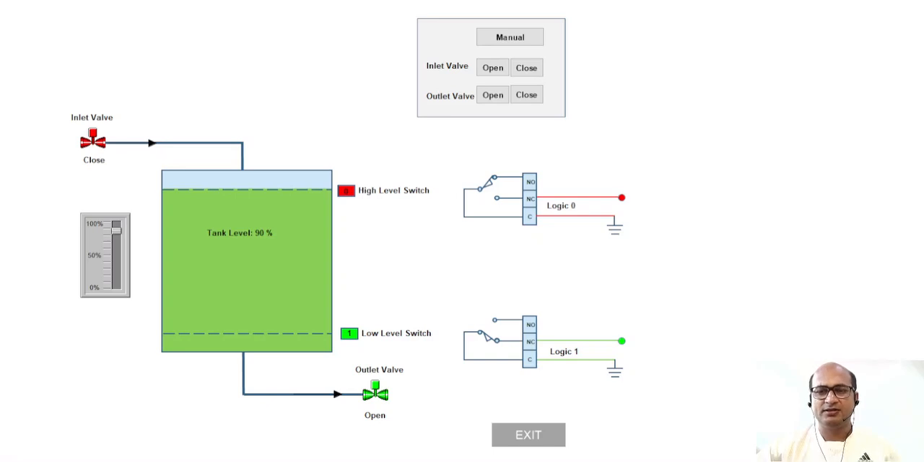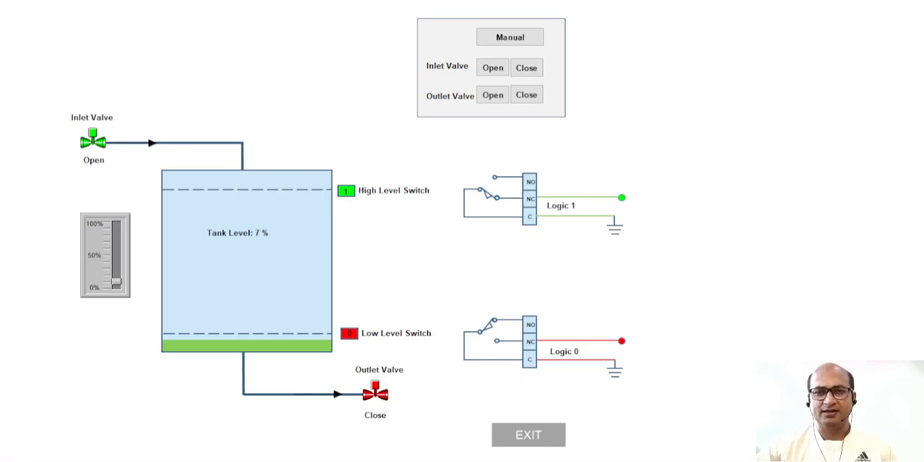Now the sensor has detected this high level and it is giving logic 0 to the PLC. Basically we have connected the NC contact of this low level and the high level sensor to the PLC. Once the liquid level reached the high level, the inlet valve is closed and the outlet valve is open. Now again, if the liquid level falls below the low level, which is set at 10%, then the outlet valve should close and the inlet valve should open. Now the liquid level is at 7%. The outlet valve is closed and the inlet valve is open.